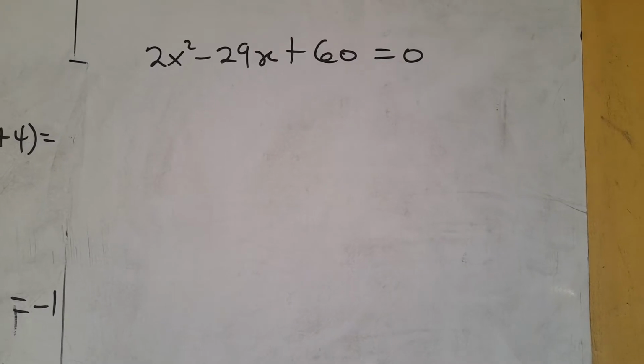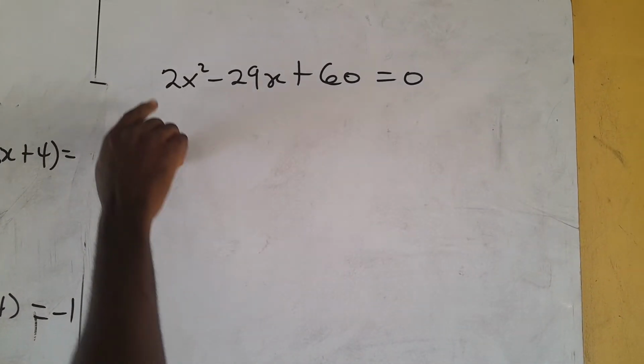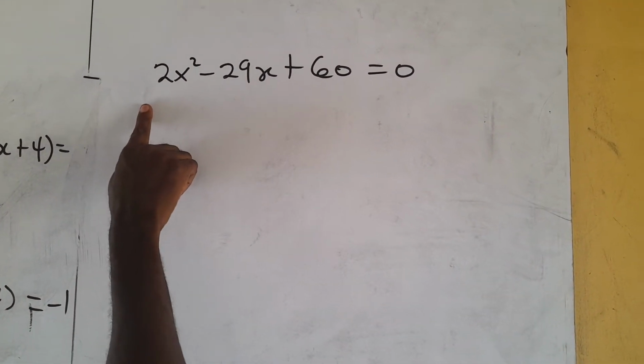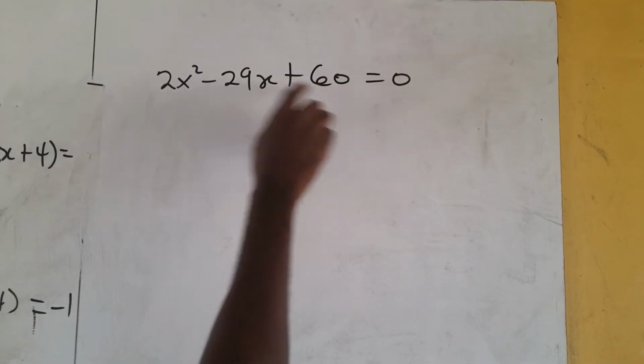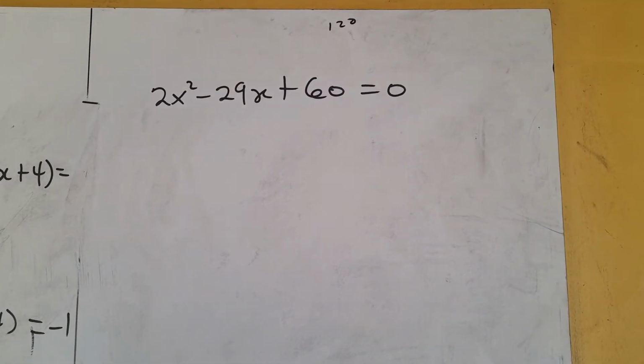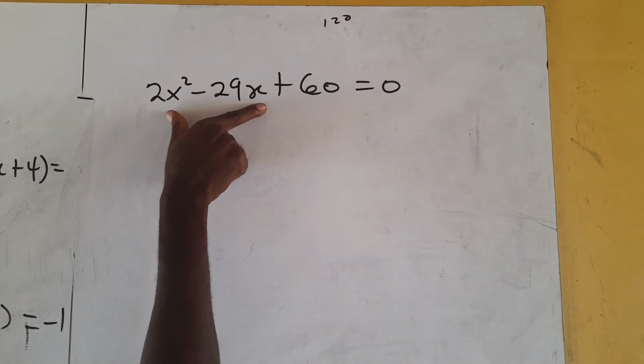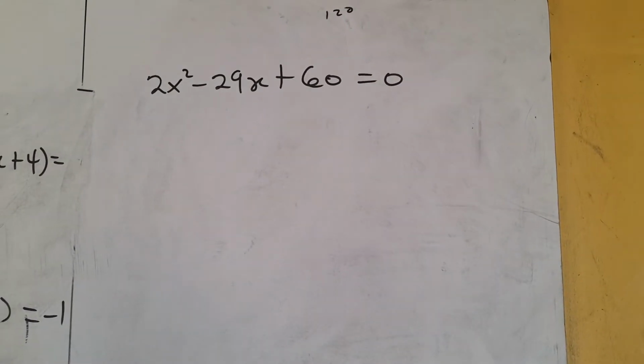So this becomes a quadratic equation. So how do we solve that? Remember the coefficient here is not 1. So we need to multiply this 2 by 60. 2 by 60 will be 120. So we find factors of 120. When we add, we get negative 29. We multiply, we get 120.